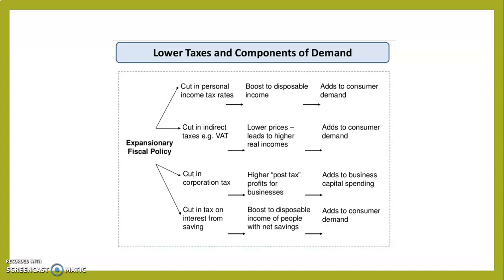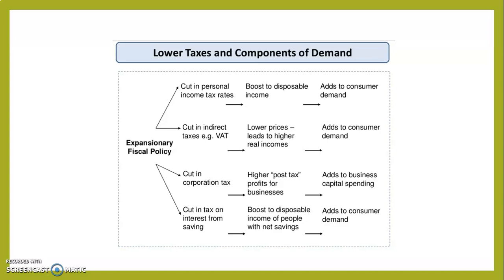Income tax is the direct tax which is applied on your income. Indirect taxes, like the VAT, are taxes which are applied on goods and services. Corporation tax is a type of tax that is applied on the profits of businesses. So let's assume that the government will lower the taxes. How will this increase the aggregate demand?